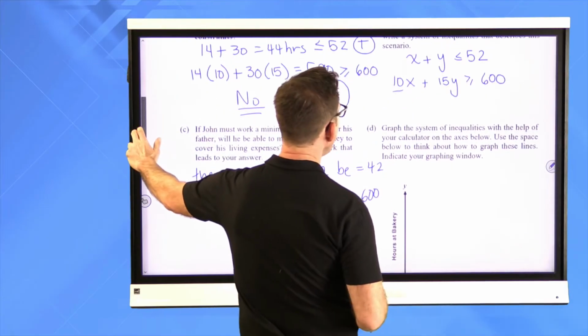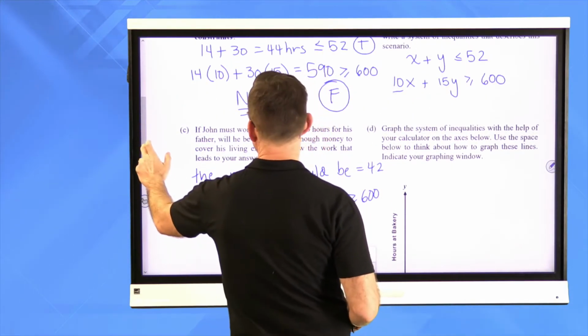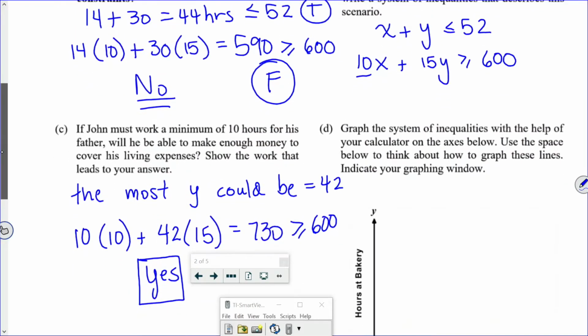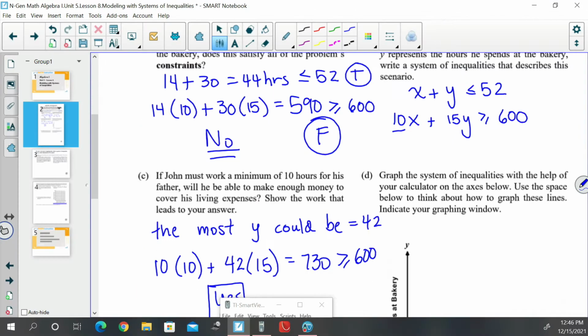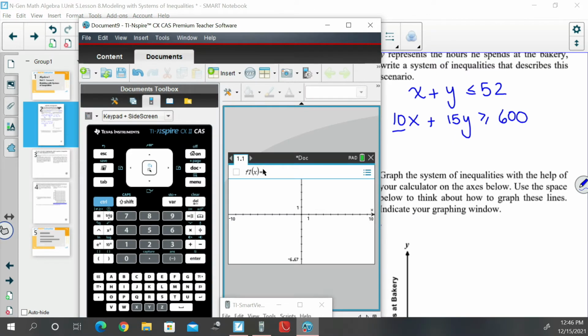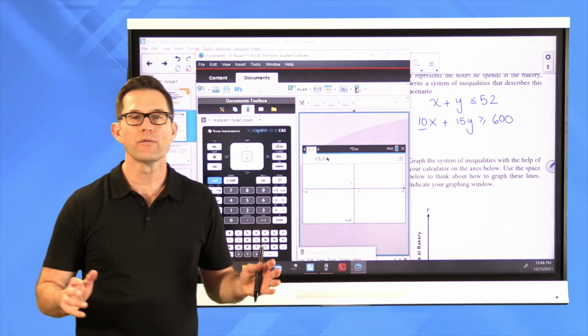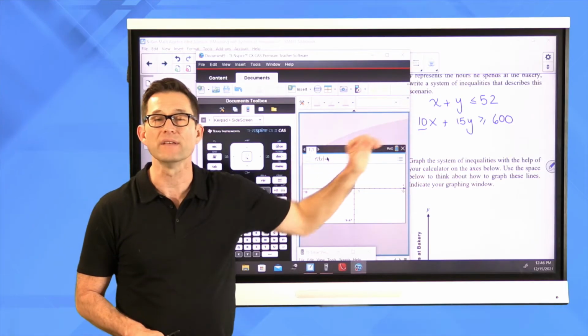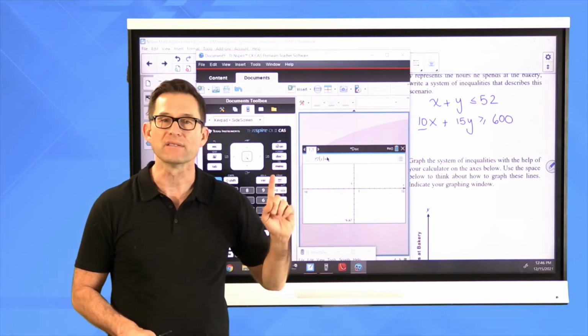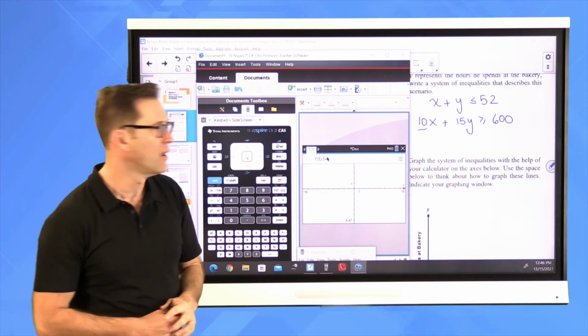Right, what I've got is these two inequalities. X plus y is less than or equal to 52, and 10x plus 15y is greater than or equal to 600. I'm going to break out of this just for a moment and open up my TI-Nspire calculator, because one of the wonderful things about the TI-Nspire is that you can put these inequalities into it exactly the way they look. So I'm going to do that.